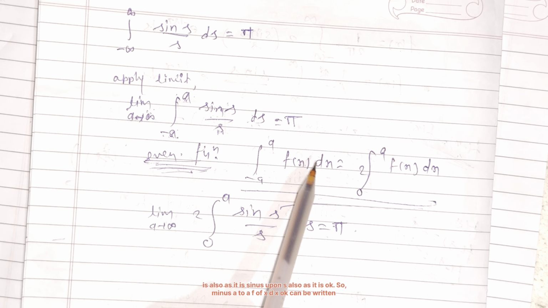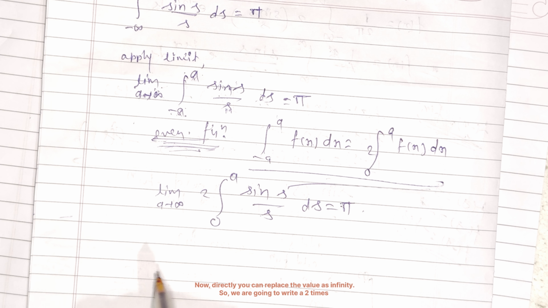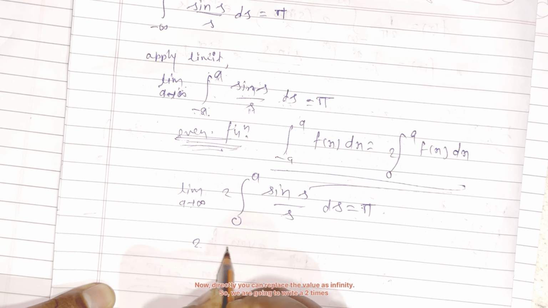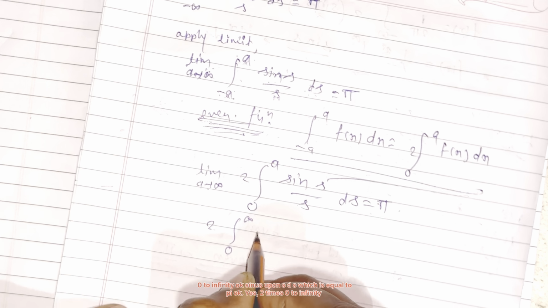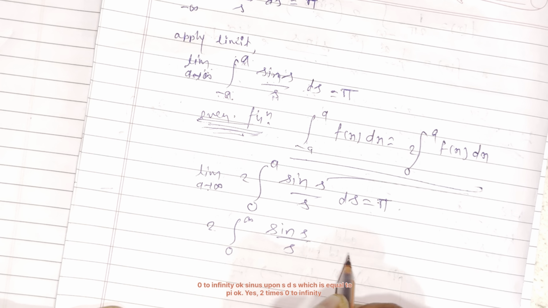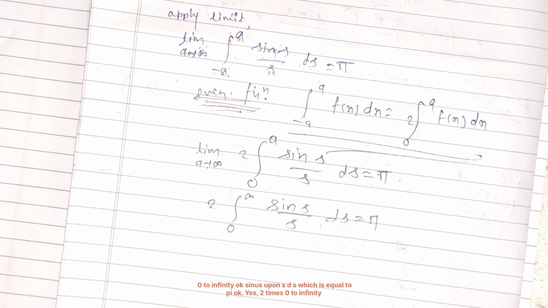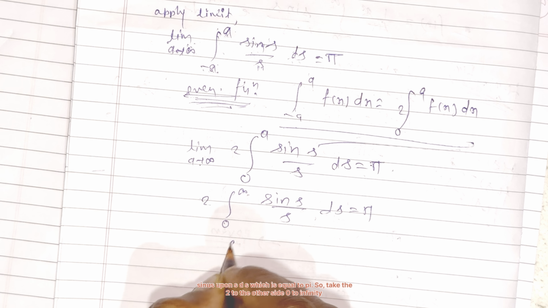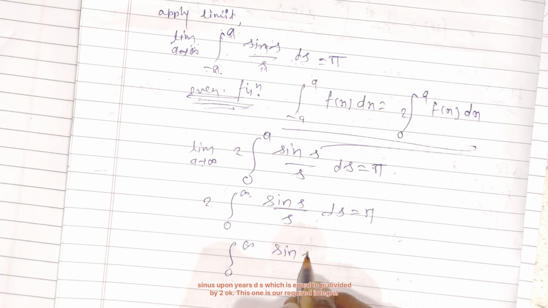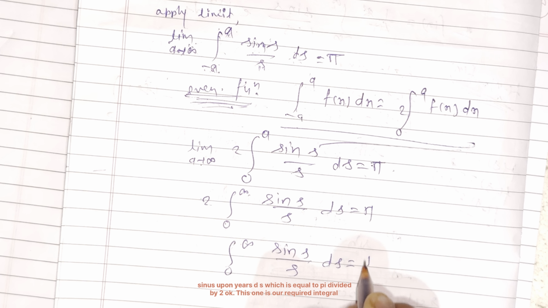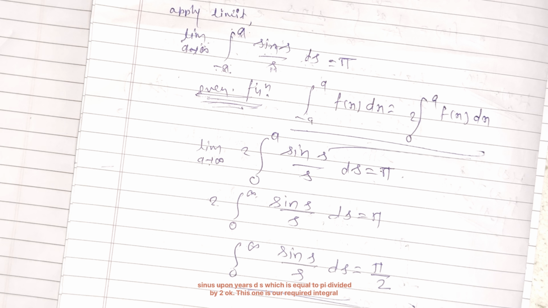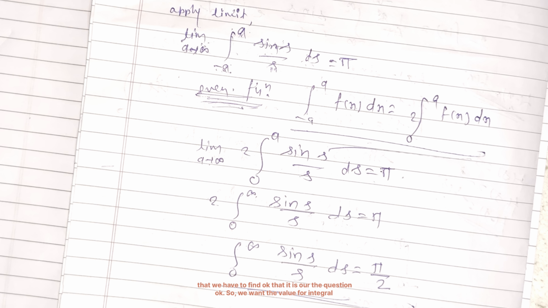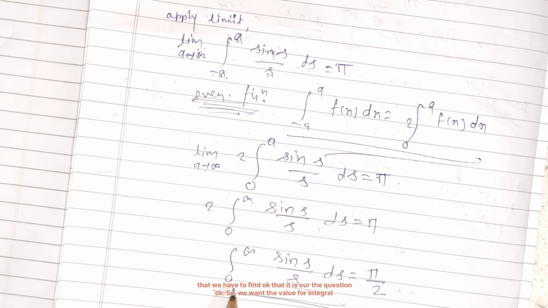I replaced these values here. I hope you all have understood. Now you can directly replace the limit with infinity. So we write 2 times the integral from 0 to infinity of sin s upon s ds, which is equal to pi. Take the 2 to the other side, and the integral from 0 to infinity of sin s upon s ds is equal to pi divided by 2. This is the required integral that we have to find, the question. So we want the value of the integral from 0 to infinity of sin s upon s ds, which is equal to pi by 2.